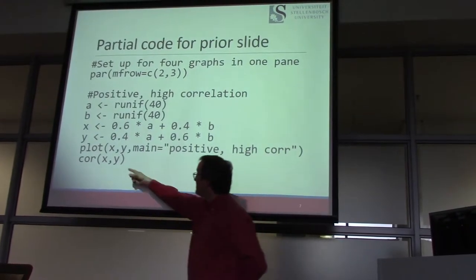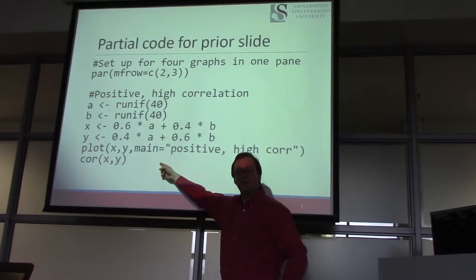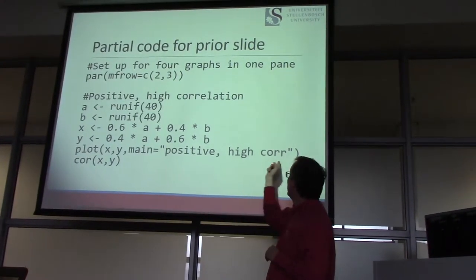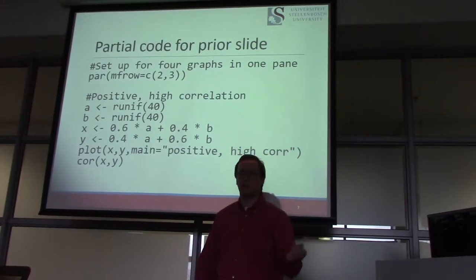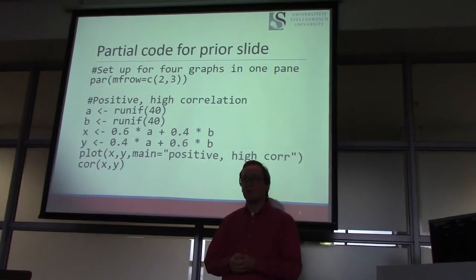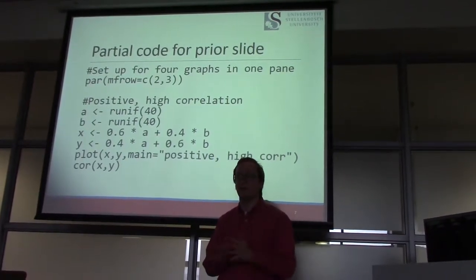All right, and then I simply plot x versus y. I give myself a label across the top of the graph, positive high correlation, and then I run the correlation function itself, which in R is very straightforward, cor. Right, so I can just say cor of x comma y. It will tell me what the correlation value is for those two.